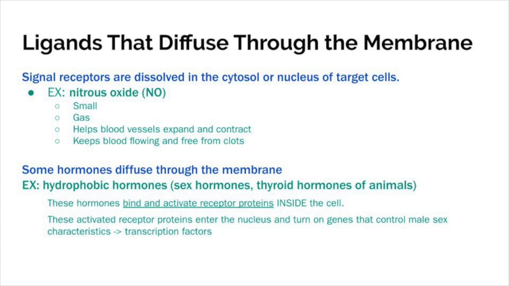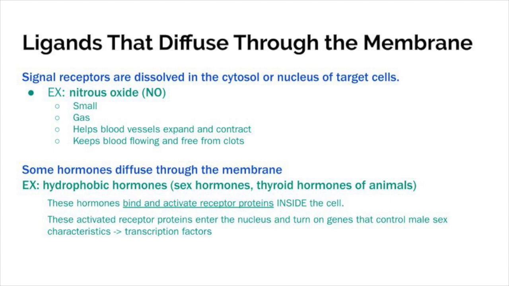At times, instead of binding to receptor proteins embedded within the cell membrane, ligands can diffuse through the cell membrane and attach to signal receptors inside the cytosol or the nucleus of the cell they are targeting. An example of a type of ligand that would use this is nitrous oxide. It is a small gas that helps blood vessels expand and contract and keeps blood flowing and free from clots. Nitrous oxide is able to diffuse through the cell membrane to create a cell signaling pathway.